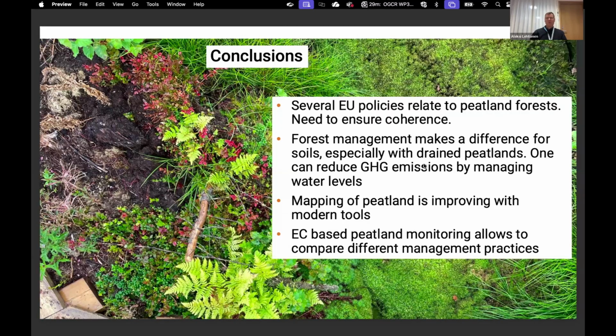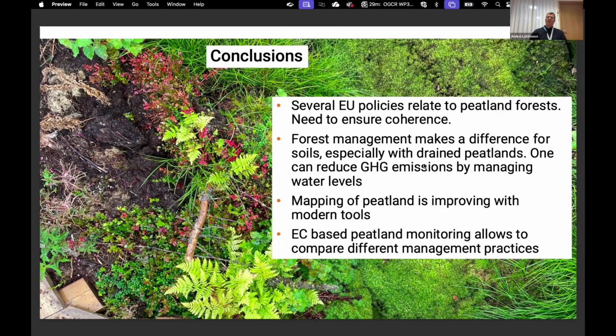And I think I'm close to the end, so I would like to conclude. So we have several EU policies that relate to the peatland forests. The importance would be that we ensure coherence between these policies, that they are not contradicting or creating incentives that would be taking our peatland forest in different directions.